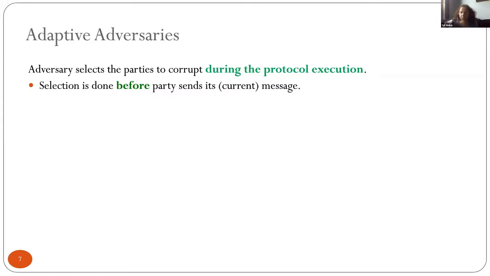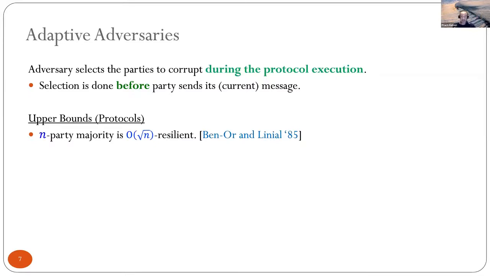Great. Okay, so what is the upper bound? There's only one upper bound, the stupidest protocol, the majority protocol. Every party flips a bit and broadcasts it, and we take the majority. Ben-Or and Linial, in the original paper, proved that it is resilient to square root of n adaptive attacks. And we even conjecture this is optimal, that any protocol can be fully biased by square root of n parties.